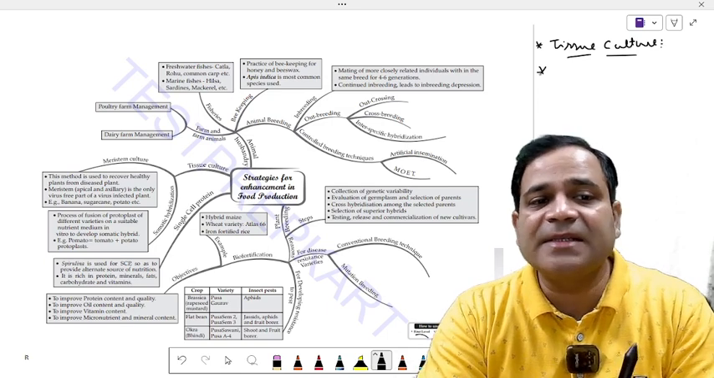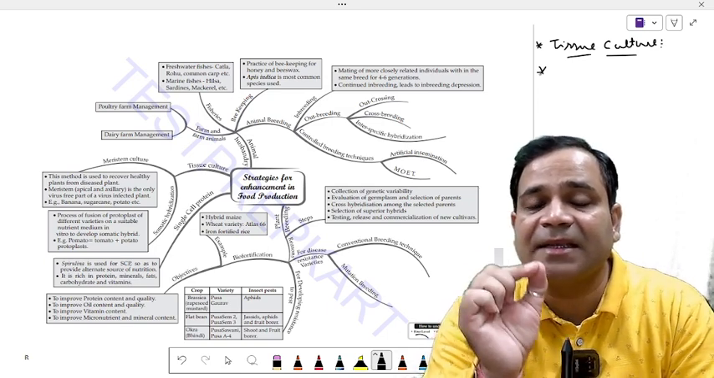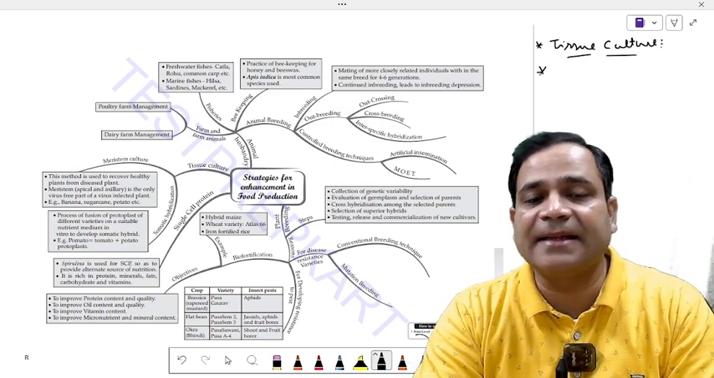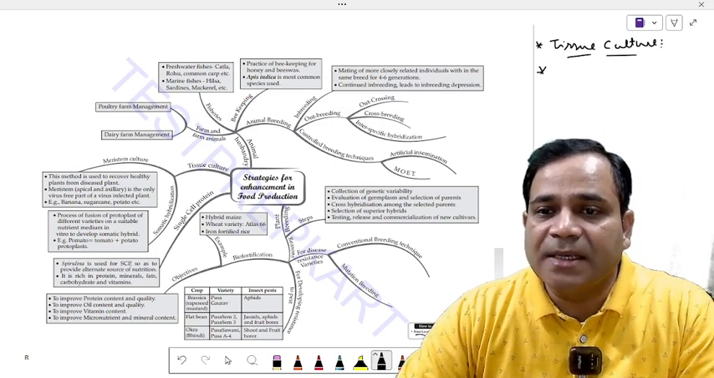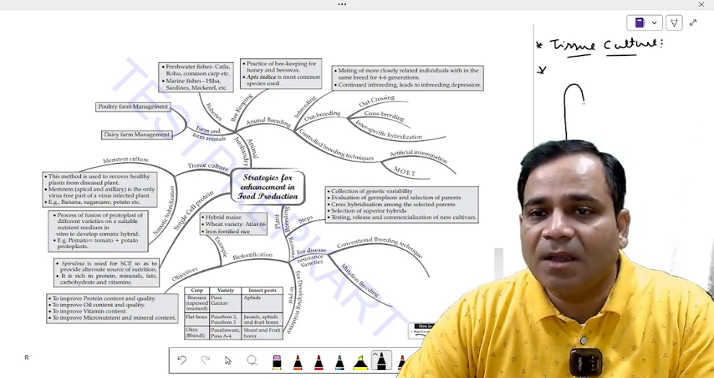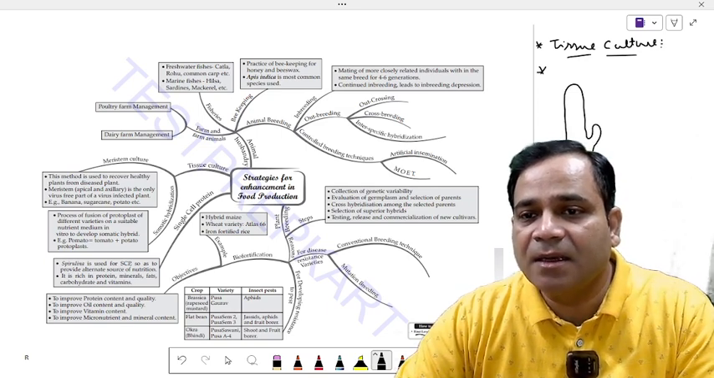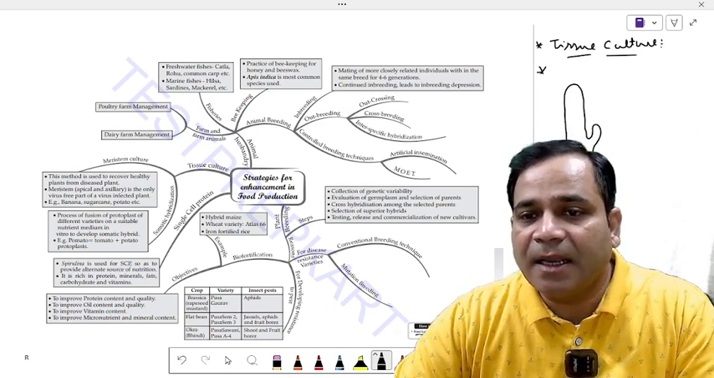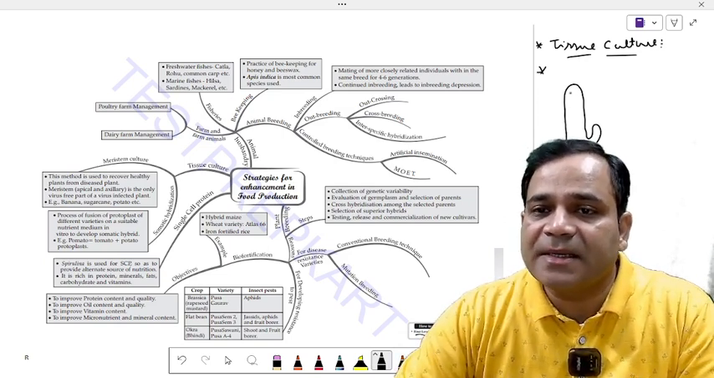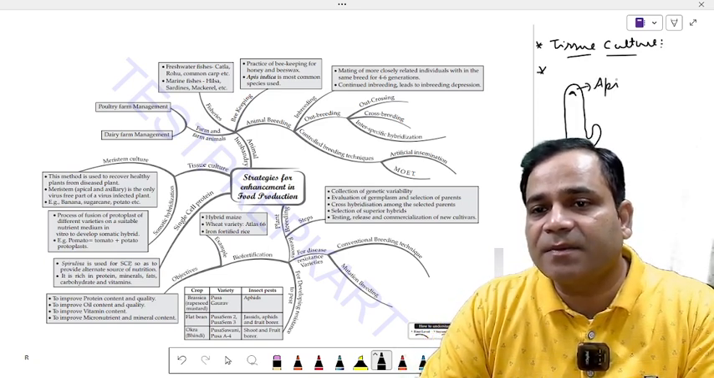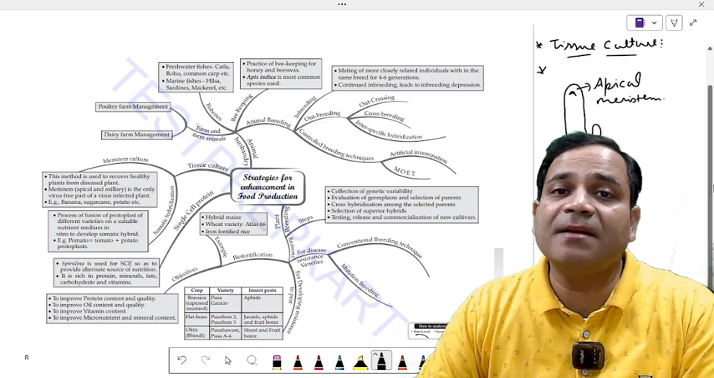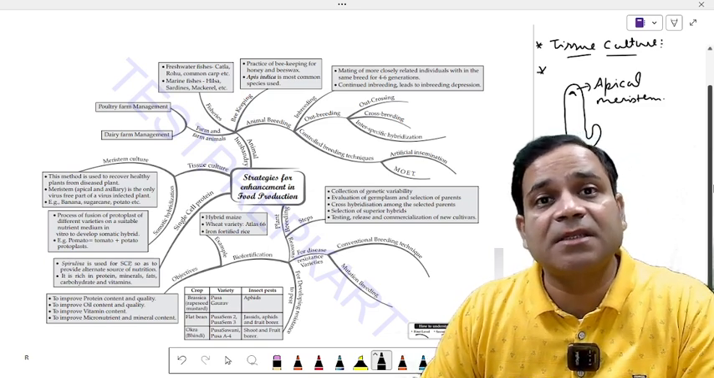Now, if I'm saying meristem, it means I'm talking about apical and axillary. I'm going to tell you with the help of a diagram. Suppose I am drawing an apical meristem. We also studied this in the tissue chapter, in plant tissue. This is the apical region, so this is the apical meristem. In the apical meristem, this is the region where the plant continuously grows.